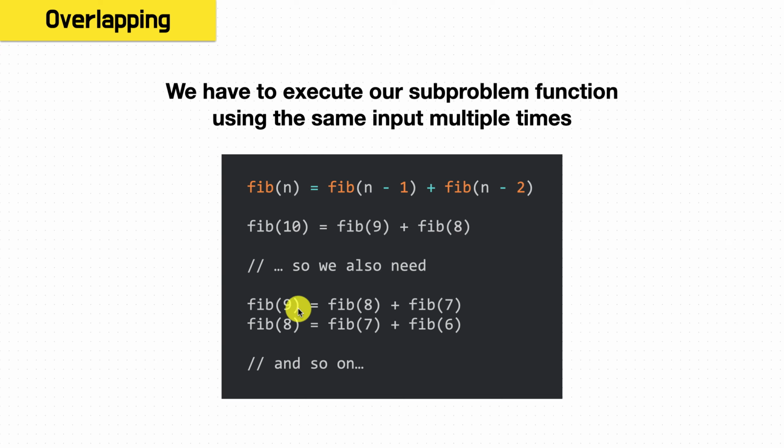But then to calculate Fibonacci of 9, we also need Fibonacci of 8, plus Fibonacci of 7. To calculate Fibonacci of 8, we again need Fibonacci of 7 plus Fibonacci of 6. So not only is this a subproblem because we're calculating the Fibonacci number for different values, it's overlapping because we have to calculate the Fibonacci number for the same value multiple times. For example, we're calculating Fibonacci of 8 for Fibonacci of 10 and Fibonacci of 9. We calculate the 7th Fibonacci number for both Fib 9 and Fib 8. So this repetition is where the overlapping comes into play.